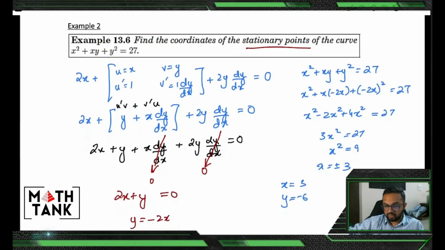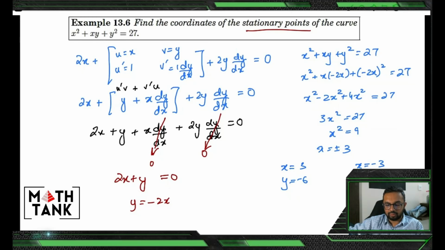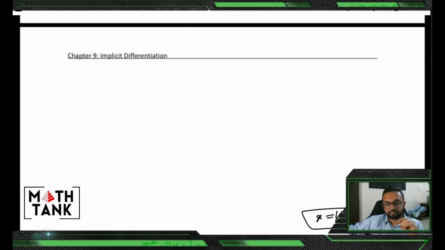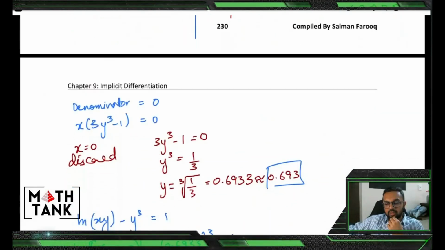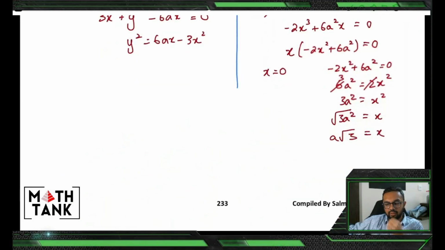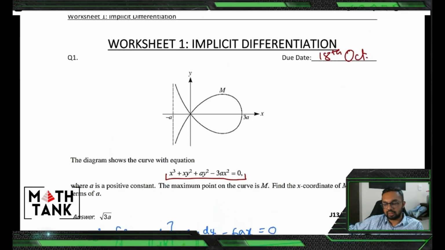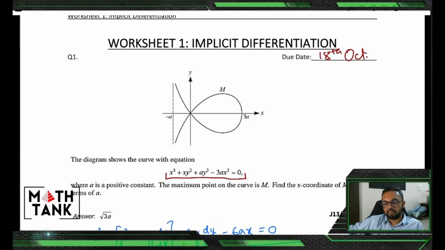Yeah, stationary points here. So you see I got a substitution. So whatever I used, this substitution y equals 2x, I use this y equals minus 2x and substitute it into the original equation, which is x squared plus xy plus y squared equals 27. Again, concentrate on the algebra, don't try to rush through it. You will end up making silly mistakes, and that will not help your marks. That's the second type of differentiation that you have. More complicated questions. See, I've done some homework questions as well.